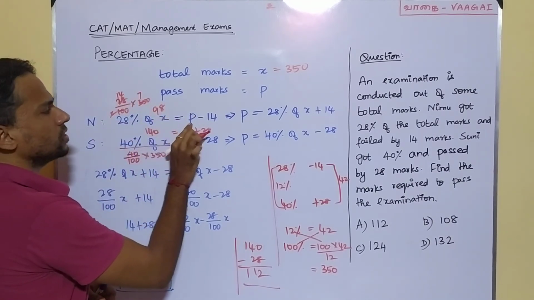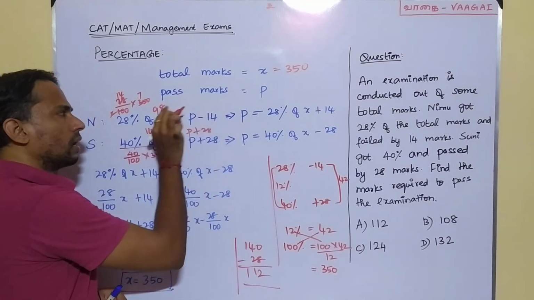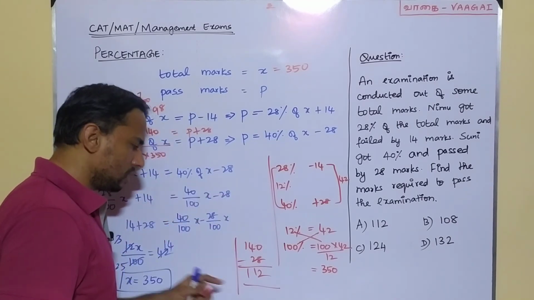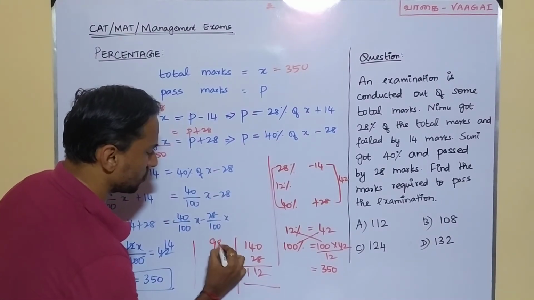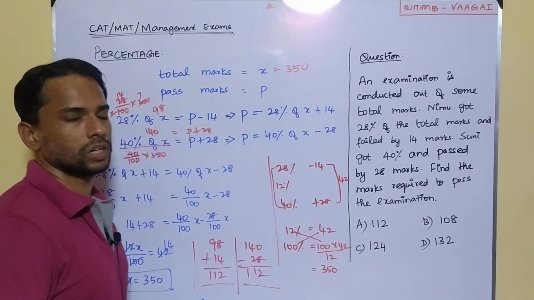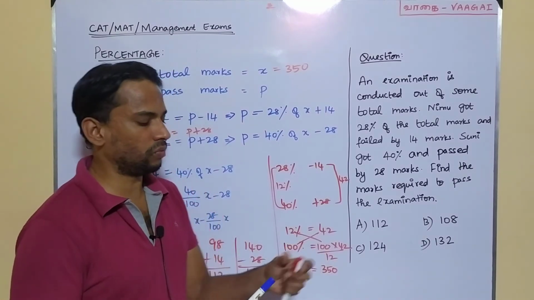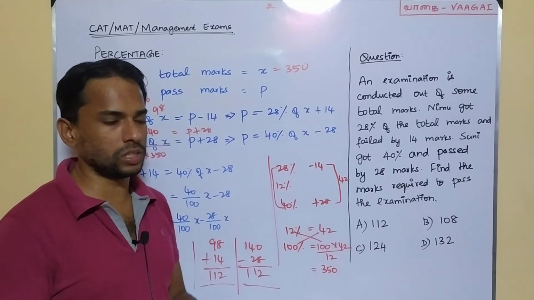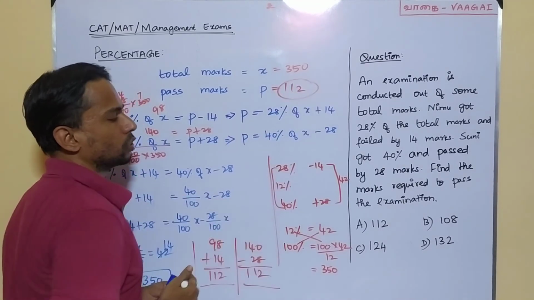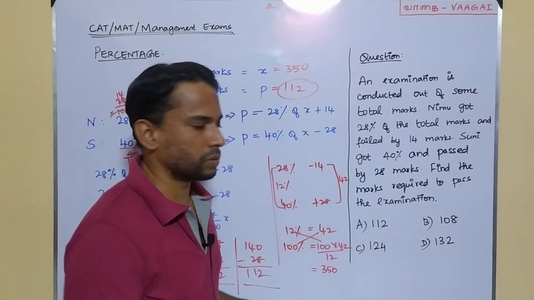So I am getting 98 is equal to pass mark minus 14. And once again, if I want to find the pass mark, I should do 98 plus this 14. So 98 plus 14 will again give you the same answer, 112. So anyways, the answer to this question is 112, the final answer. So the mark required to pass this examination is 112, and our answer is available in option A, 112.